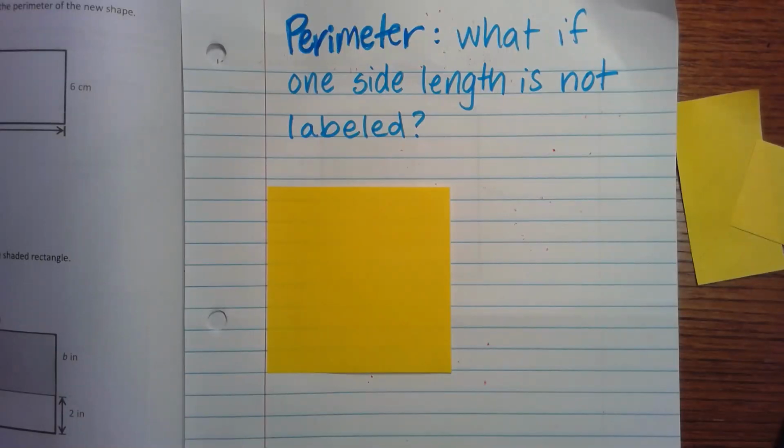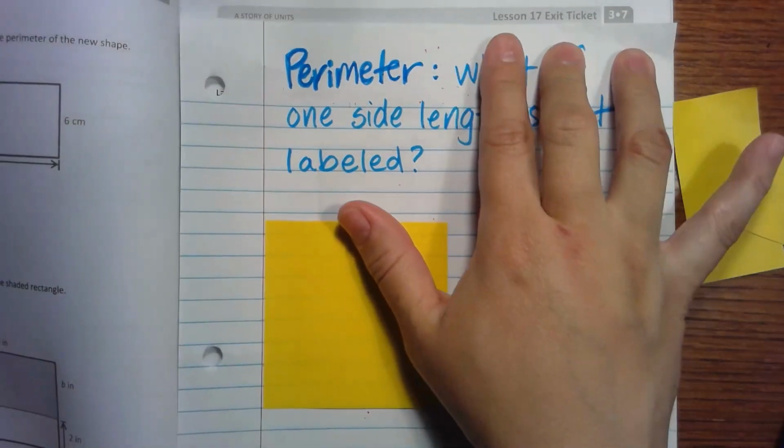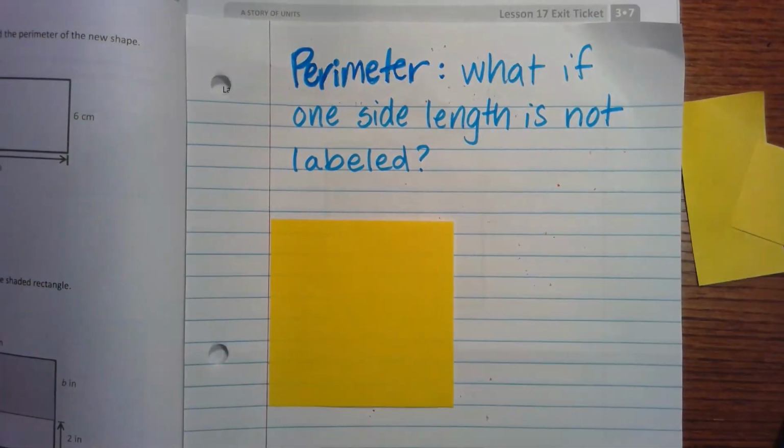Hi kids, today we're going to be solving perimeter in lesson 17. So we are skipping lesson 16 and jumping to 17. So get your learn books and get ready to find perimeter.